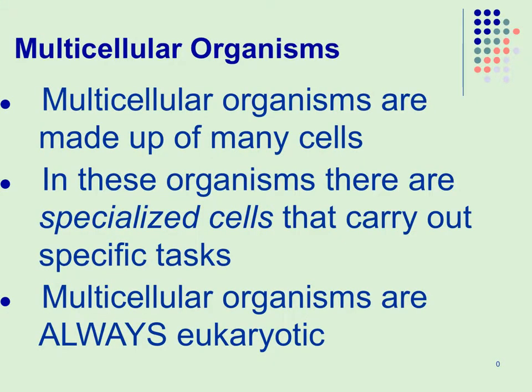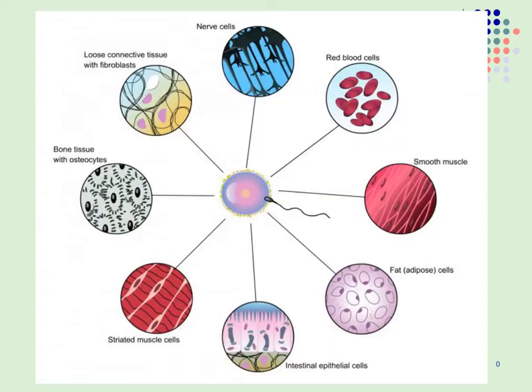So multicellular organisms are organisms that are made up of many cells, and these cells are going to specialize in the functions that they carry out. I'm not going to go into a lot of detail in this video because we will go into detail in a handout that I'm going to give you. Note that multicellular organisms are always made of eukaryotic cells. So what are some examples of specialized cells in a multicellular organism?